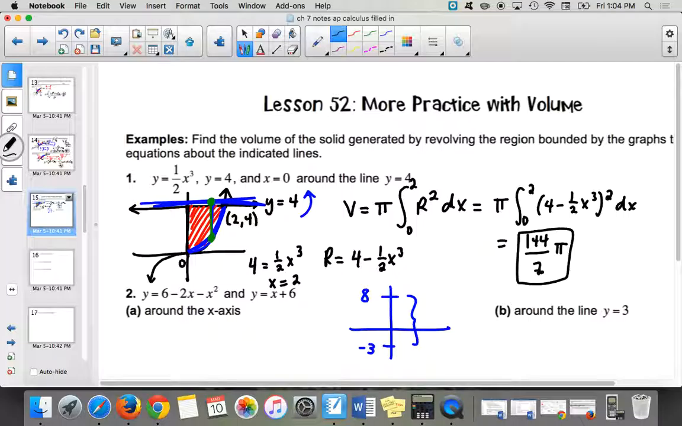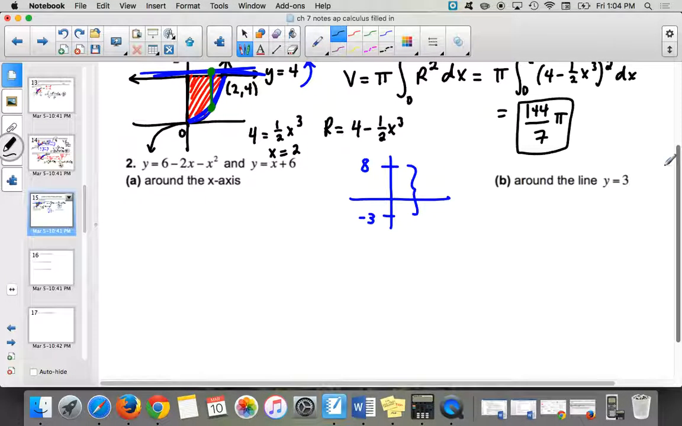All right, so the next one, 7, is kind of crazy. So I have 6 minus 2x minus x squared. So we can graph that on our calculator if we want to find our intersection points, or you could do it all by hand. Do we at least know what the shape is?